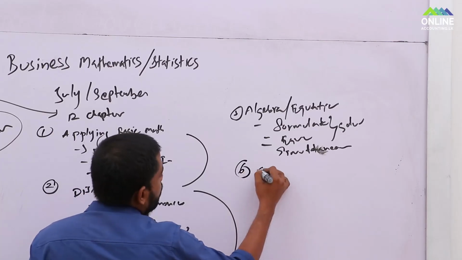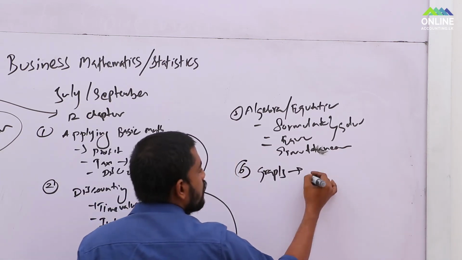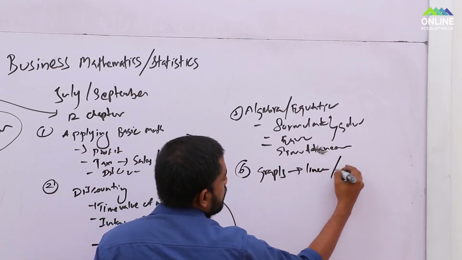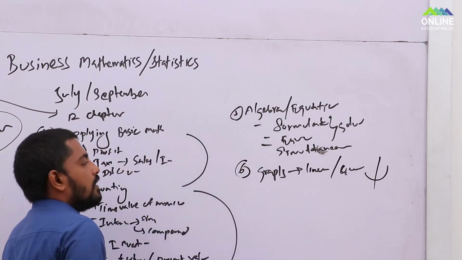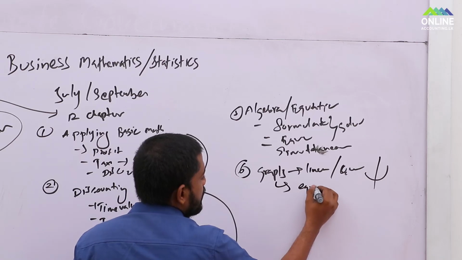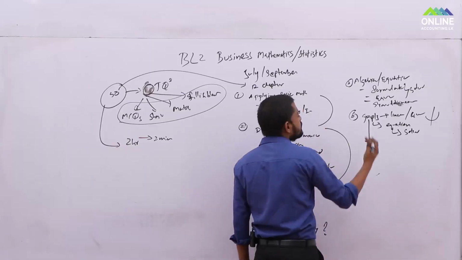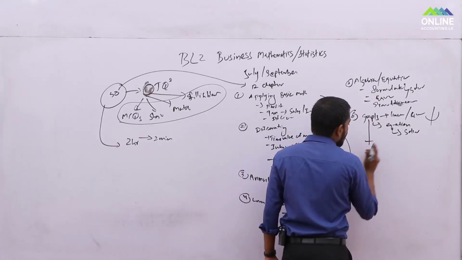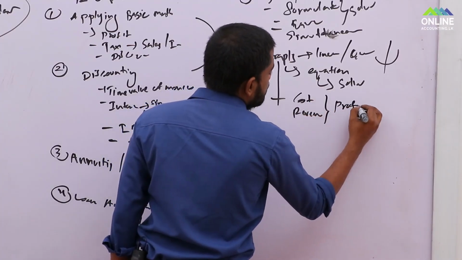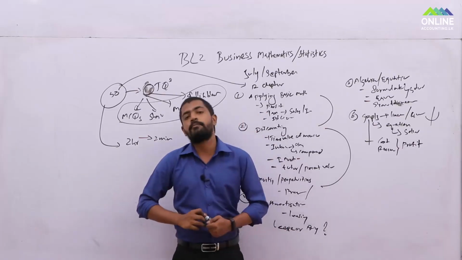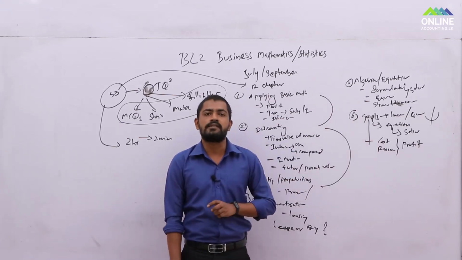The sixth lesson is graphs. In your O levels, you have learned how to draw graphs, linear graphs, and also quadratic ones. To draw graphs, you need equations, so you should know how to solve them. And as this is business mathematics, all the graphs are based on cost, revenue, and profit. So graphs are also under businesses.